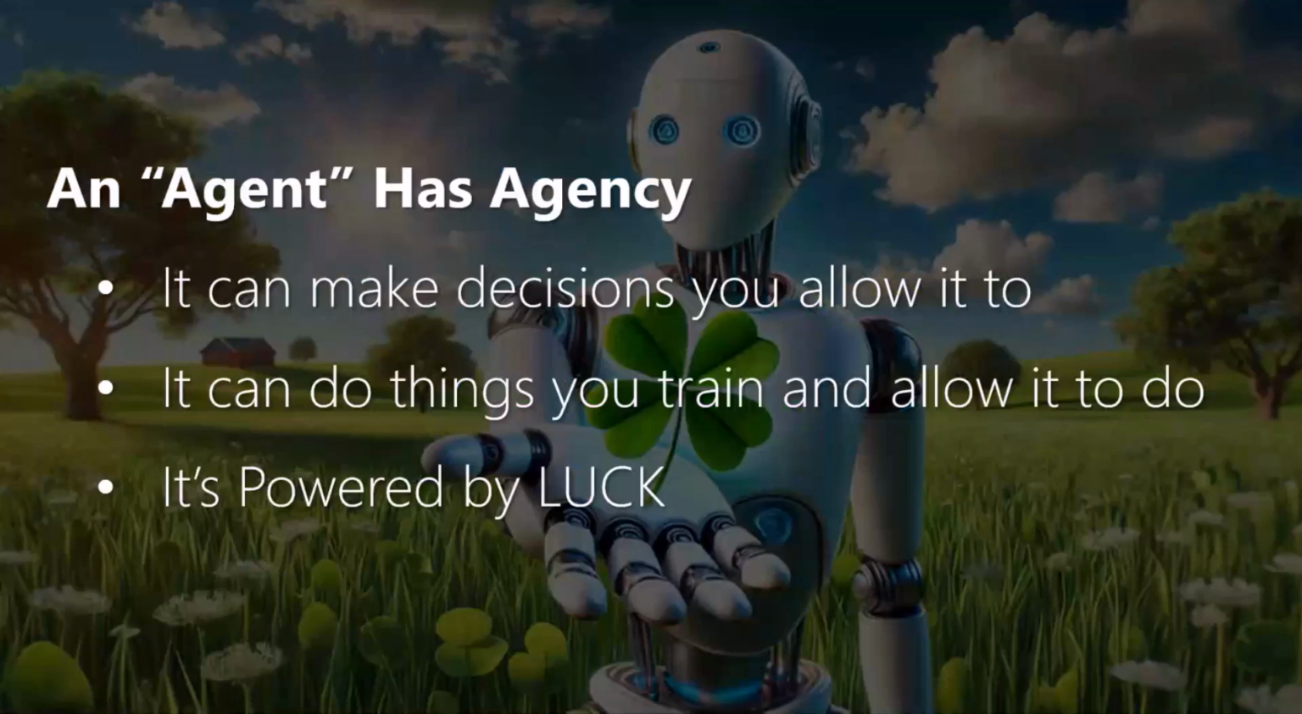So diving in, I want to talk really briefly about what is an agent. How is it different from what we learned to do with generative AI and normal copilots in the last 2 years? It has agency. It doesn't just respond to prompts by summarizing knowledge or creating content. It can actually make decisions for you and execute actions for you, as long as you allow it to. It is you that gives it agency in selected areas. But differently, it's powered by LUCK. So what does that mean?